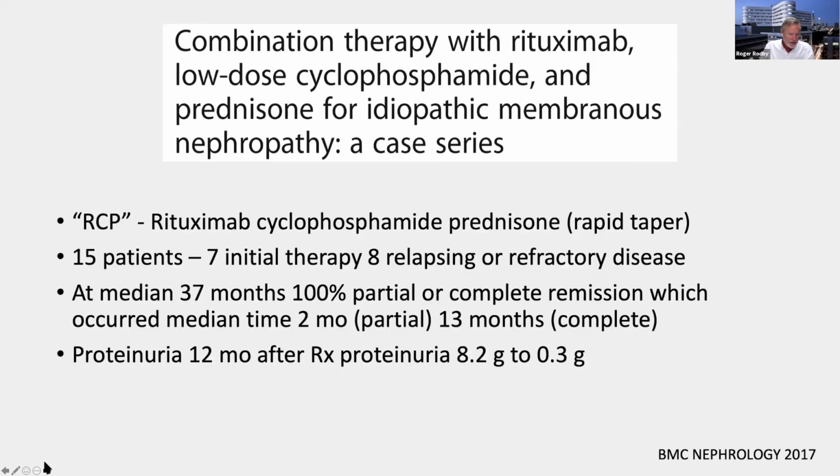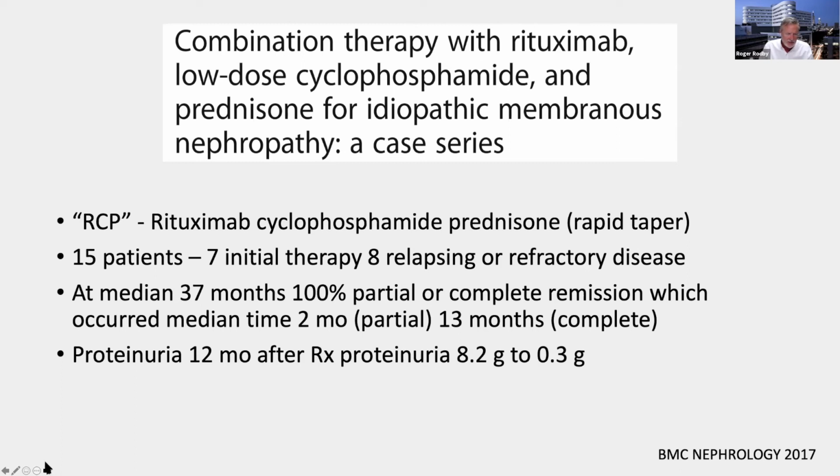But in that study, they had only 15 patients. This was not controlled. This is just what they tried. They had 7 were initial therapy and 8 with relapsing or refractory disease. And at 37 months, they had 100% partial or complete remission, which occurred in a median time of 2 months for the partial, which is really pretty quickly, and 13 months for complete remission, being less than 0.3 grams. That's pretty fast, at least compared to historical controls. The proteinuria after 12 months, on average, went from 8.2 to 0.3, a pretty impressive response.